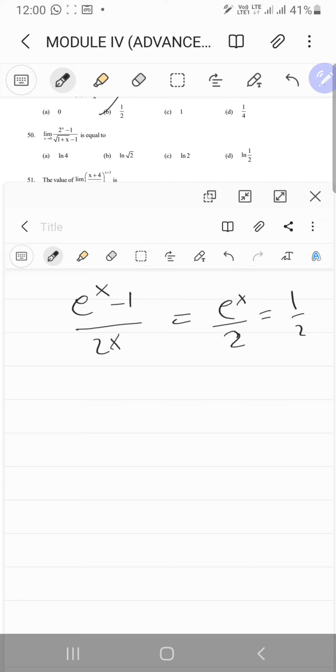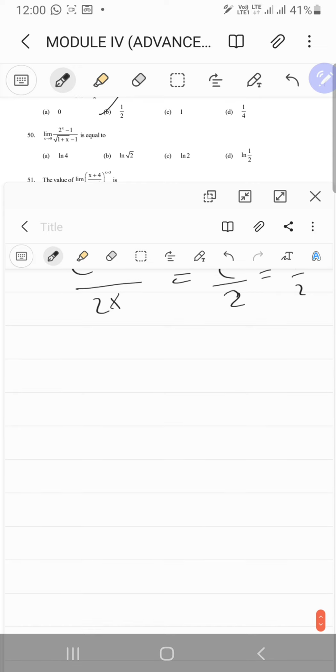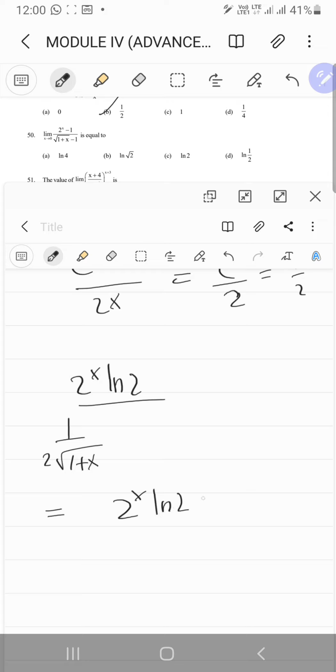Next question. X tends to 0. Once again, this is a 0 by 0 situation. So just take a derivative, right? That is our general strategy now. So this should be 2 power x natural log 2 upon the derivative of this thing, which is 1 upon 2 square root of 1 plus x. And then minus 1, that thing is just 0.